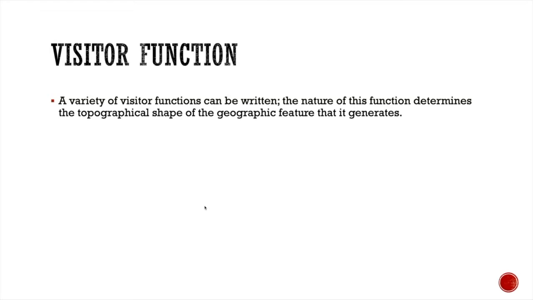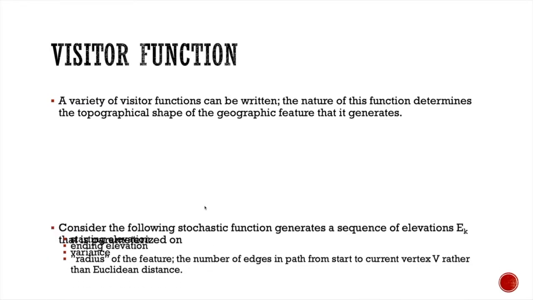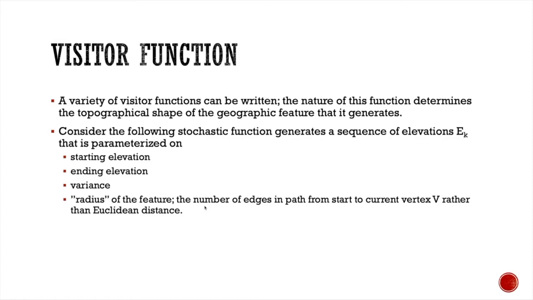The visitor function for our purposes is the function that creates the terrain, and so let's focus our attention on that for a moment. You can write a variety of different visitor functions, but for our purposes I will describe one that does generate reasonably plausible topographic shapes. It's a stochastic function that can be parameterized on the starting elevation, the ending elevation of the feature you are generating, the amount of variance of this feature, and the size or radius of this feature.